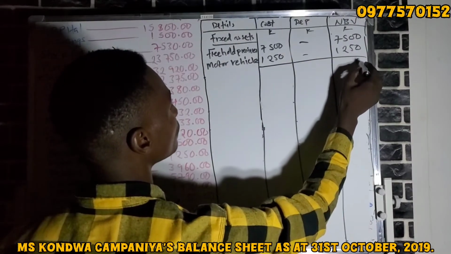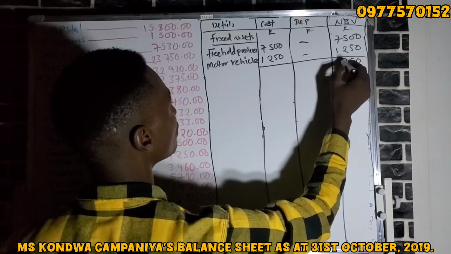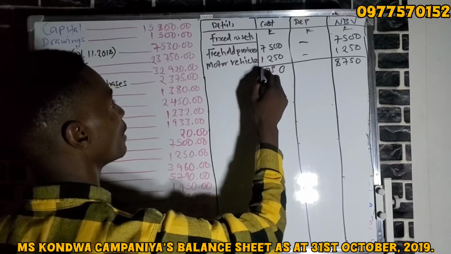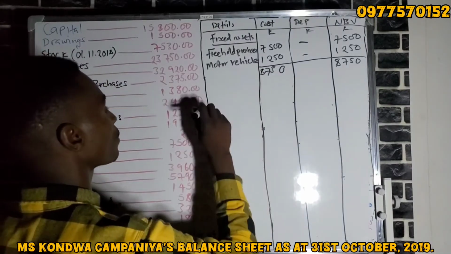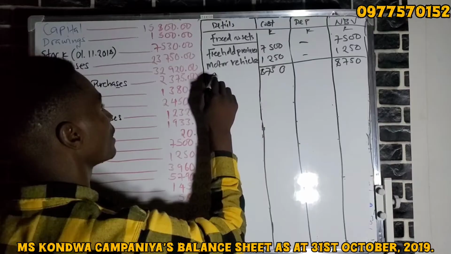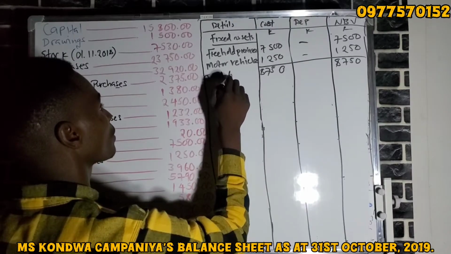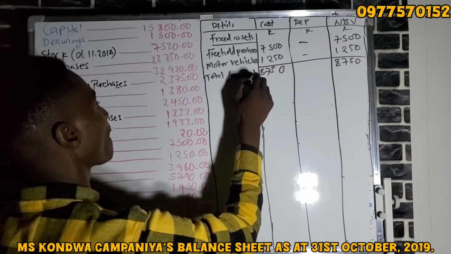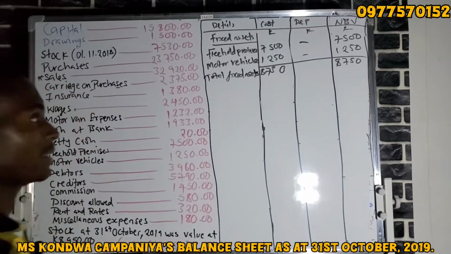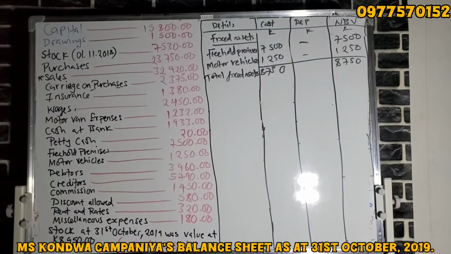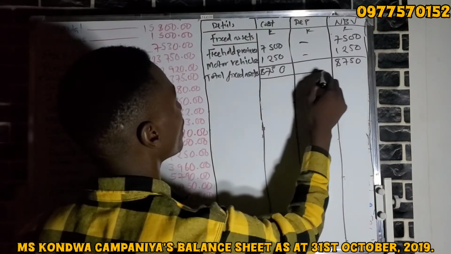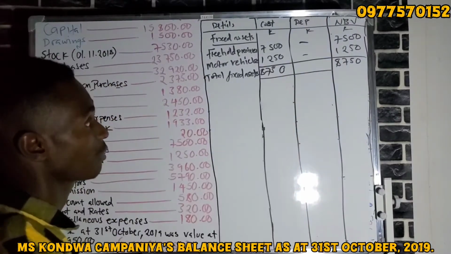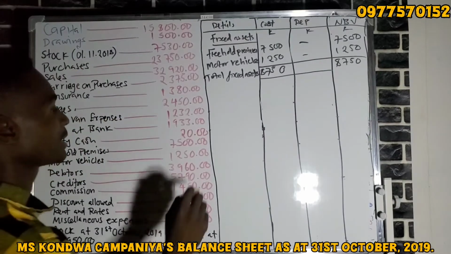Then we add. This will give us 0, this will give us 5, this will give us 7, this will give us 8. Same amount even here, 8,750. This is called total fixed assets. Then you can close from here up to here, but leave it open here because we're supposed to use this one later. So let's go to current assets.